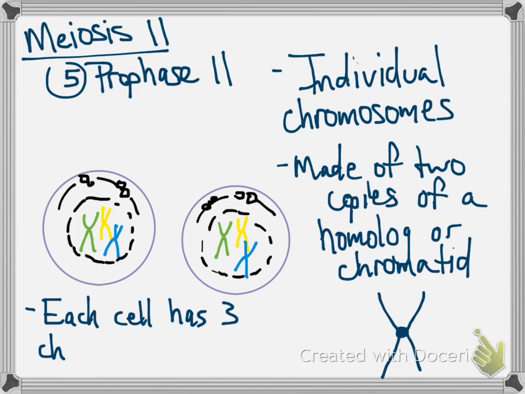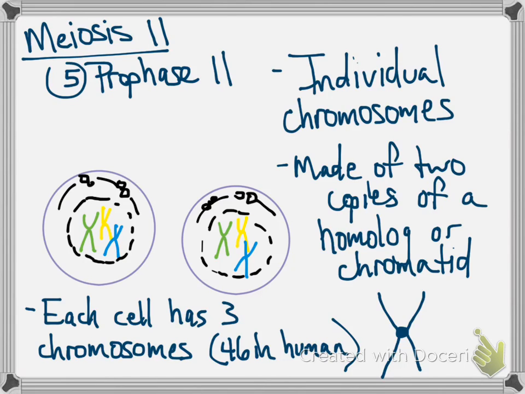But what we want to talk about is each individual chromosome now, and this kind of goes back to original mitosis, is made of one chromatid. And you remember that I just drew that at the bottom, and we have our centromere that holds them together. So the cells each have 3 chromosomes in our example, 46 in a human, and they are getting ready to line up and separate.